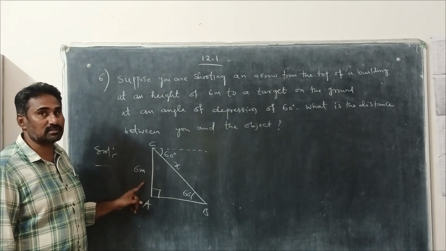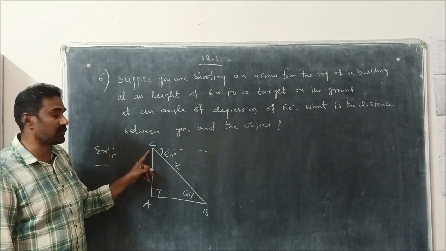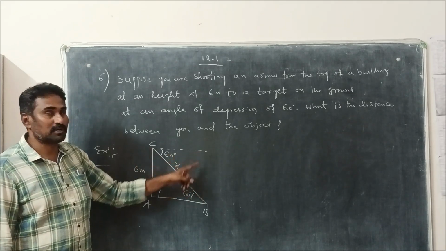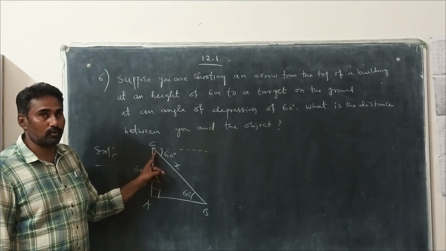The building is 6 meters high. Observer is at C at 6 meters of height. His object is on the ground. He has to shoot with the arrow from here.